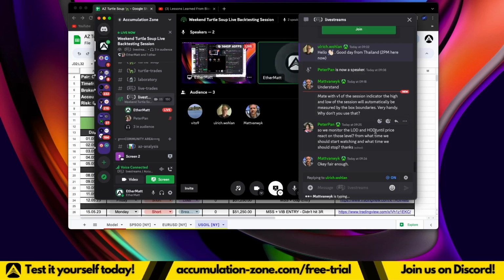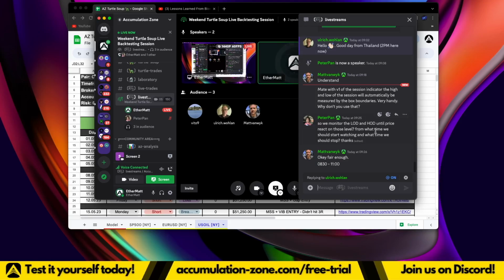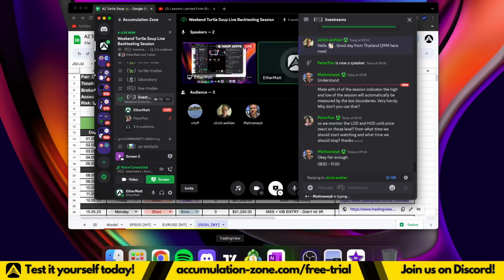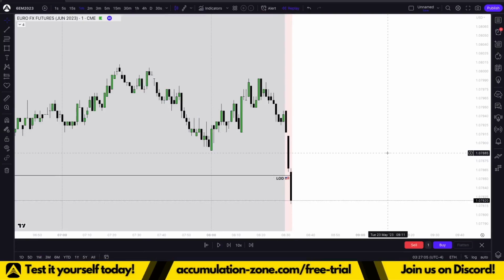We monitor the low and high of day before 8:30 a.m. New York local time, starting from 5 p.m. of that day before, according to New York local time. This is when a new daily candle opens up. And then we watch for a trade between 8:30 and 11.